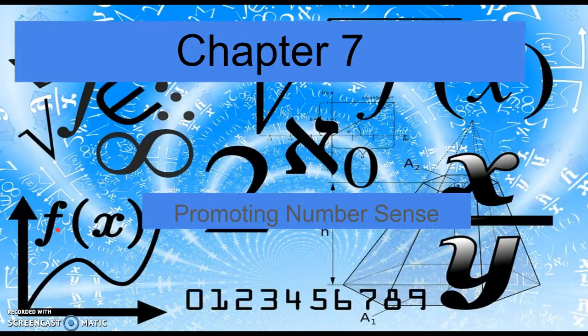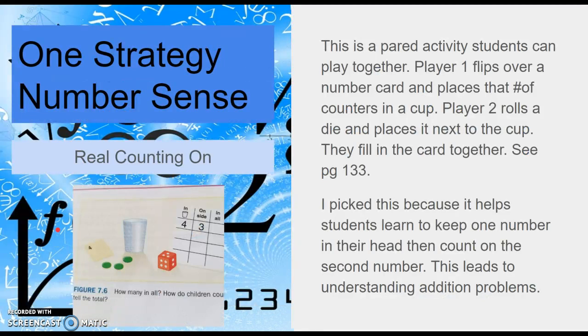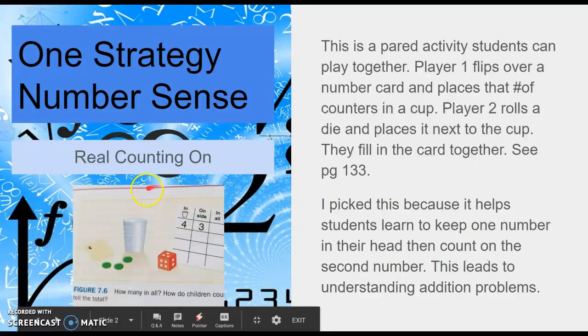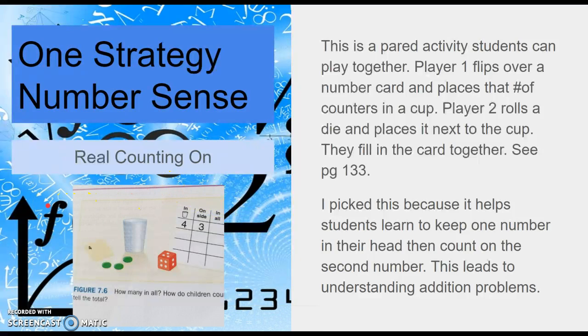Chapter 7, Promoting Number Sense. Pick one strategy for number sense. I chose real counting on. Here's a picture from the book of what that would look like. It's a paired activity the students can play together.